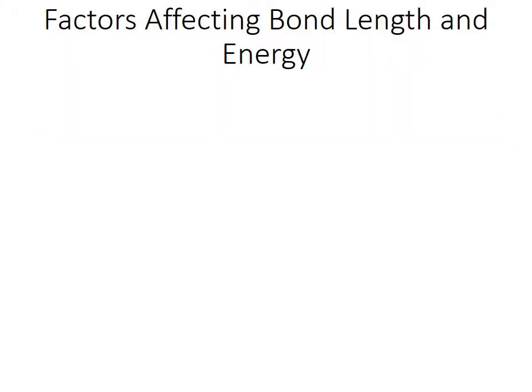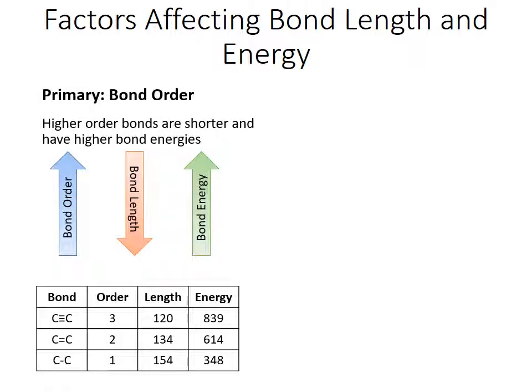There are two factors that affect bond length and energy. The primary factor that will affect it is bond order. Higher order bonds are shorter and have higher bond energies. So as bond order goes up, bond length will go down, and bond energy will go up.